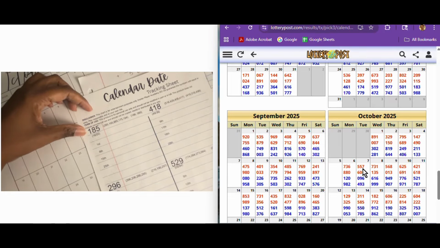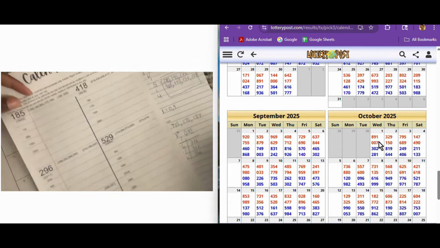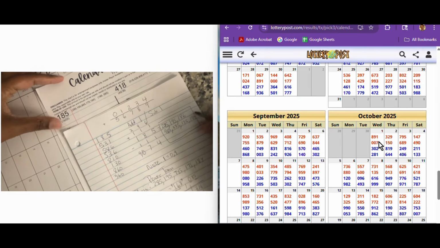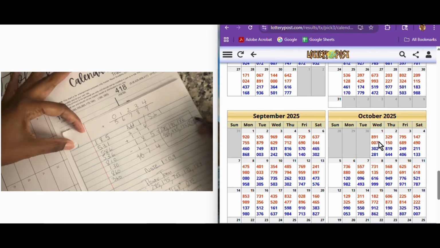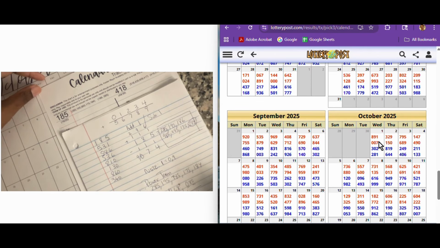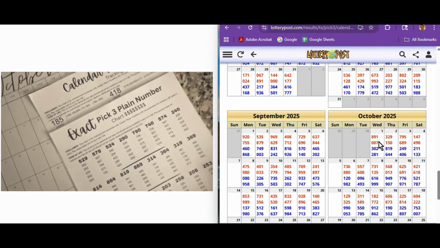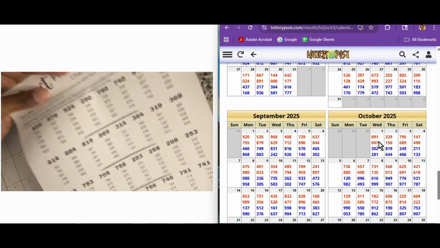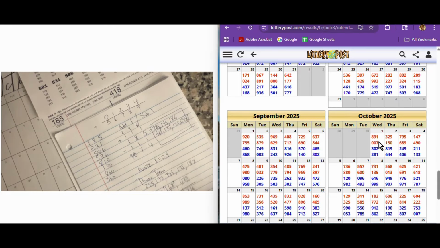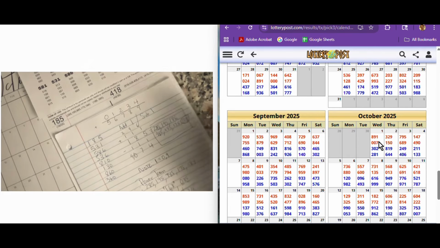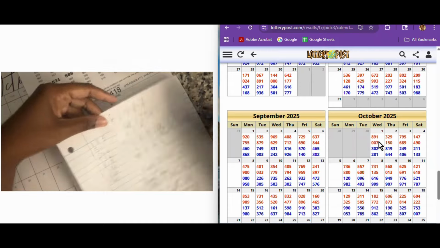Okay, so October the 1st, we got 891. And let's just see if we had 891 on our list. And there it is. So 184 is 891. And I think probably what would really have helped you guys is if I was able to give you the actual lineup on each one of the numbers, on each one of the digits. And that would really help you be able to see exactly to identify the numbers.